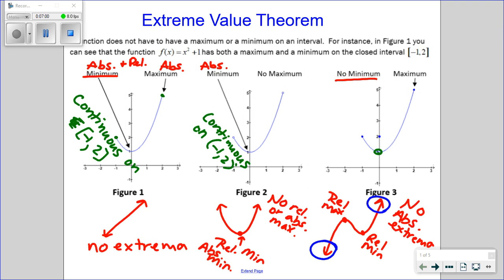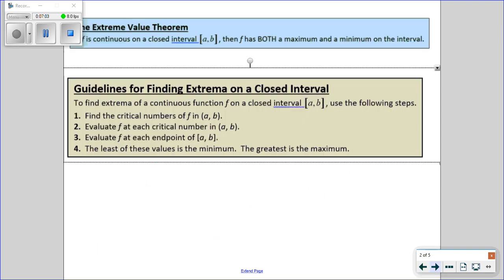Okay? All right, so this is kind of leading to the extreme value theorem, which says if f, or a function, is continuous on a closed interval, okay? So this has to be true. The function has to be continuous on a closed interval. Then f has both a maximum and a minimum, okay?